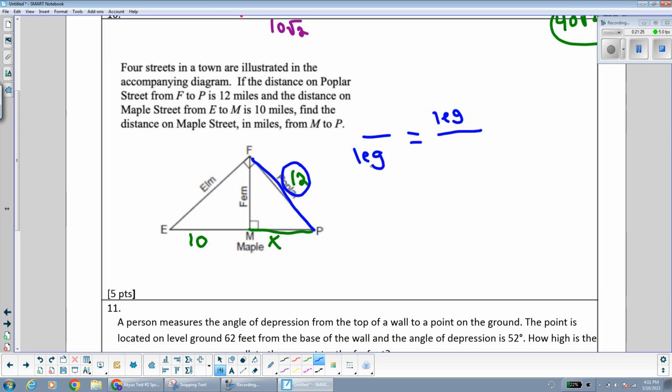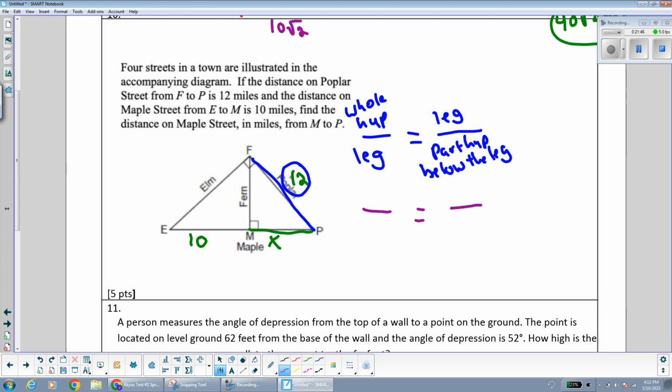So it gets written twice and multiplied by itself between the whole hypotenuse and the part of the hypotenuse directly below the leg that you are using. So let's set this up.